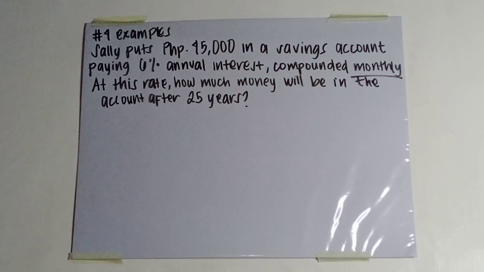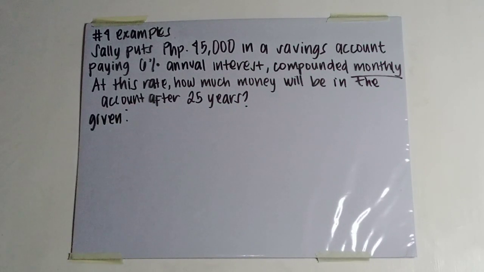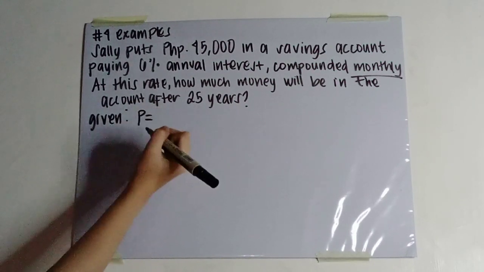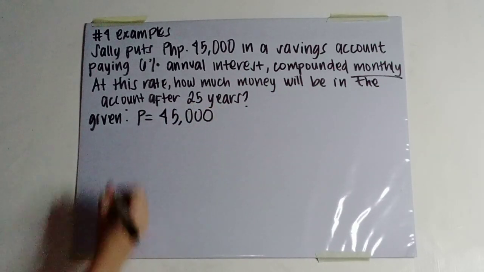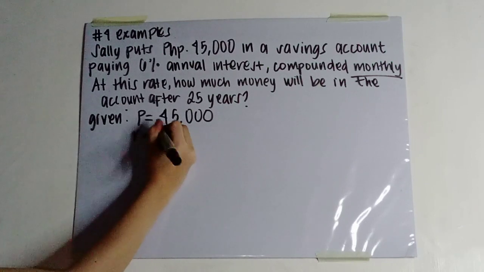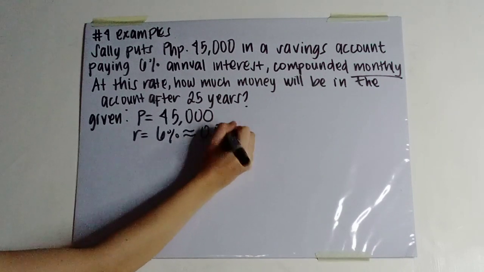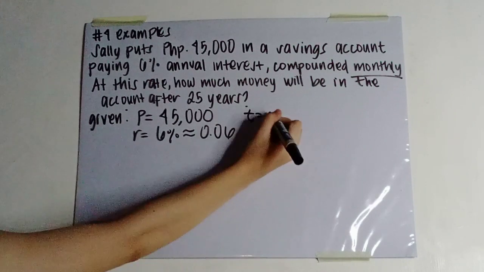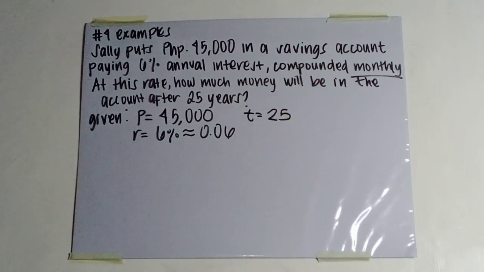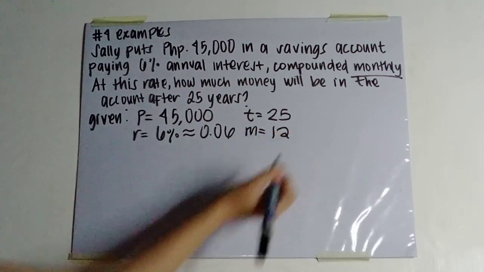Number 4 example, Sally puts 45,000 pesos in a savings account, paying 6% annual interest, compounded monthly. At this rate, how much money will be in the account after 25 years? Okay, write the given. The principal is 45,000 pesos. The rate is 6%, converted into decimal, 0.06. Time is 25 years. And since monthly, our M is equal to 12.